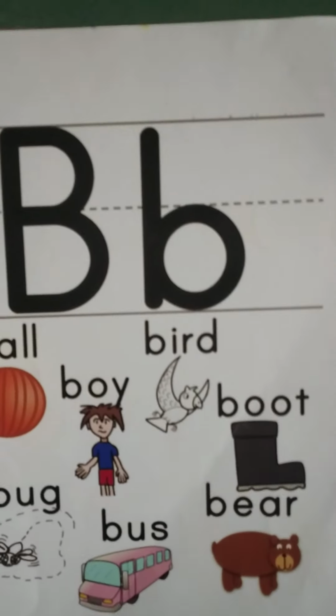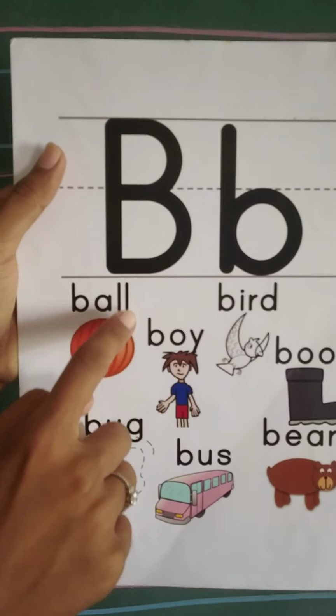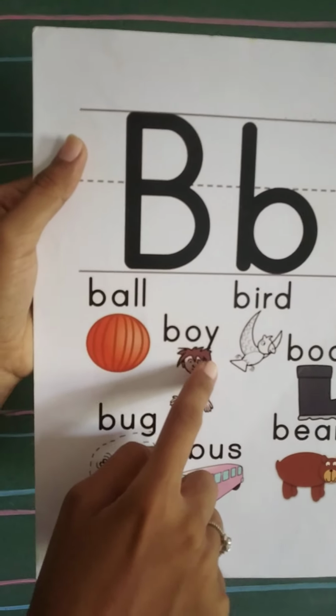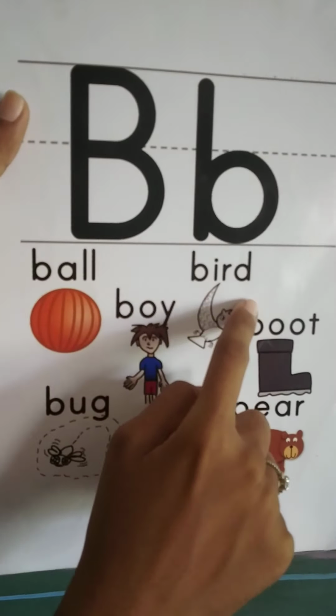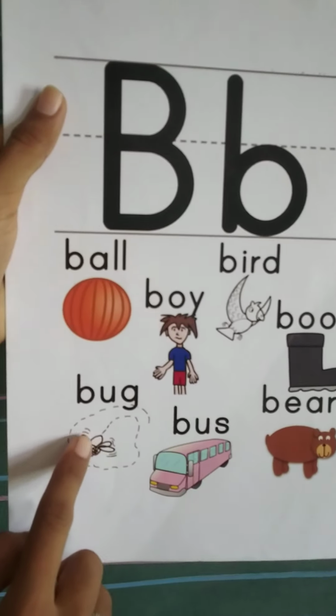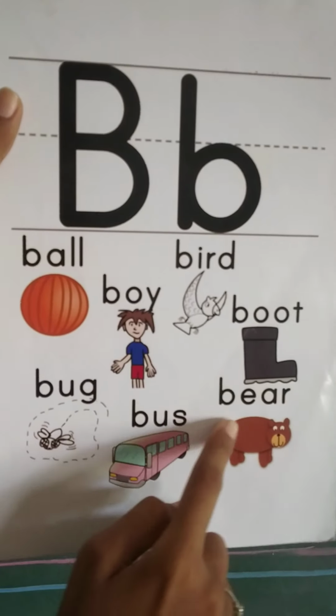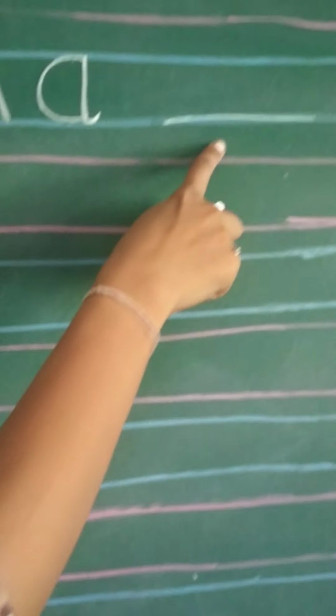Letter B. What is the sound of B? B. Ball. B. Boy. B. Bird. B. Boot. B. Bug. B. Bus. B. Bear. So what we have to write here?